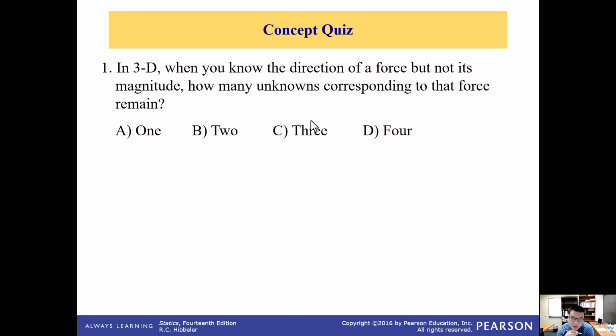Another quiz: in 3D, when you know the direction of the force but you don't know its magnitude, how many unknowns corresponding to that force remain? Because you already know its direction, the magnitude is just a number, so in this case, you only have one unknown. So what if the particle has 3D forces acting on it in static equilibrium, what will the components of the resultant force be? Because this particle is in static equilibrium, it has to be 0. Okay, the answer should be B.